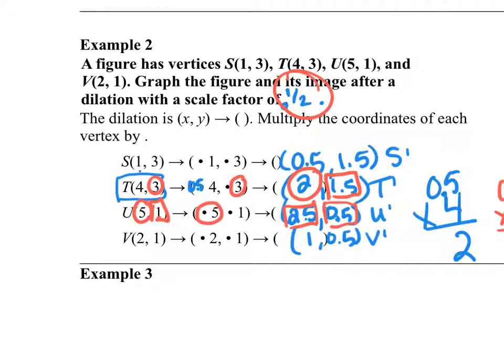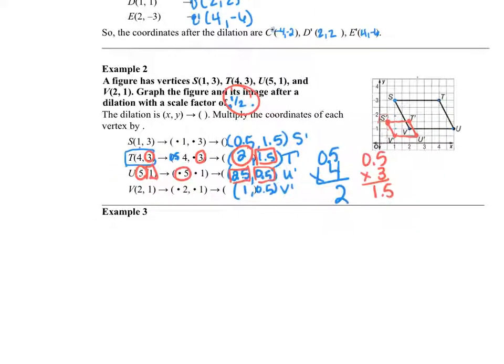Okay, so if it's greater than 1, we would scale up. So that's how they did it. Now let me look at example 3.